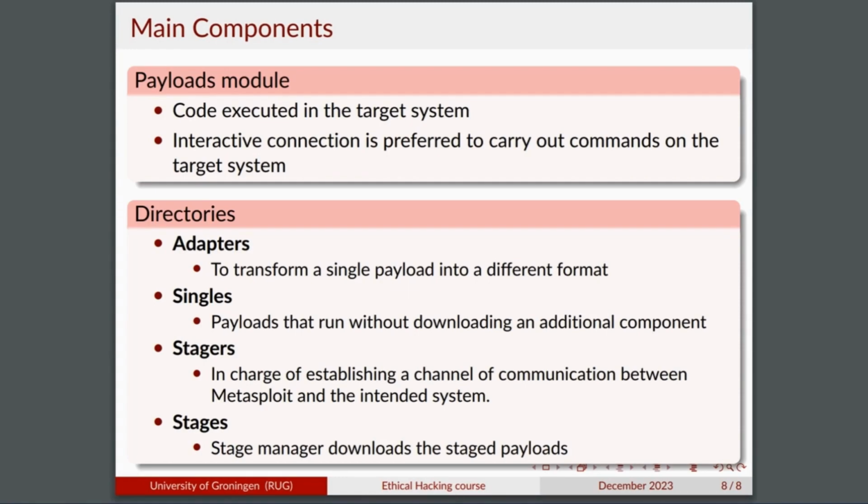This has certain benefits because the payload starting size will be smaller than the full payload sent at once, which comes to the last directory, namely the stages. So basically the stager downloads these payloads. And in this way, you will be able to use larger payloads as a result.